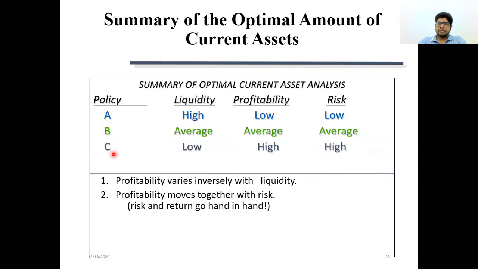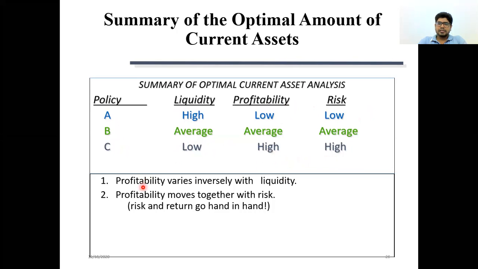And policy C has a low minimum amount of working capital in the business, therefore liquidity is low but profitability is high, and due to low liquidity they are facing high risk. So here, in the risk and return relationship, policy A is facing low risk, therefore they end up with low profitability. And C is taking high risk and ends up with high return, right?